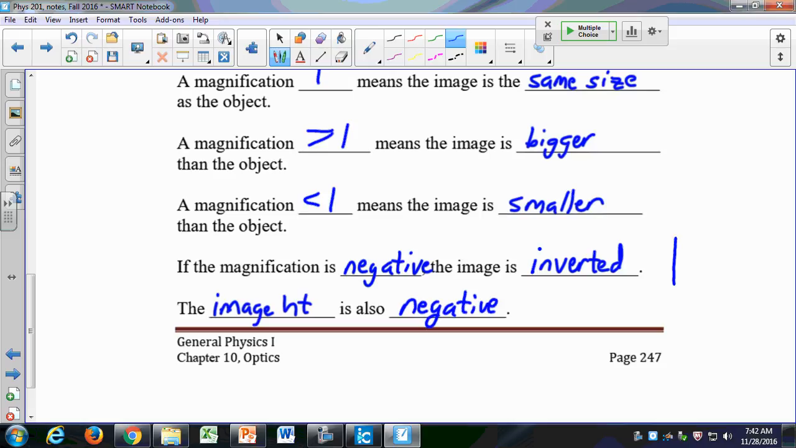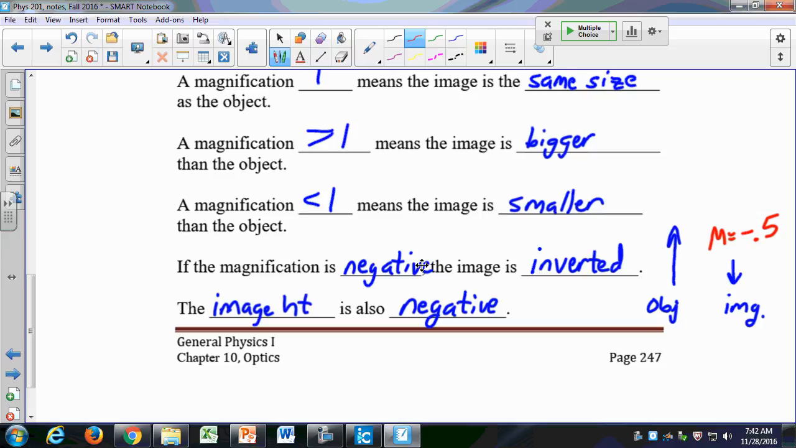So if I have an object right here, and I have an image right here, how would you describe the magnification of this image? First of all, is it bigger, the same, or smaller than 1? The magnitude of it is smaller because the image appears smaller. And is it positive or negative? Negative. So this looks to be about half the size of the object. So I might say then that the magnification of this object is equal to negative 0.5. Negative because it's inverted, and 0.5 because it's smaller than the object.